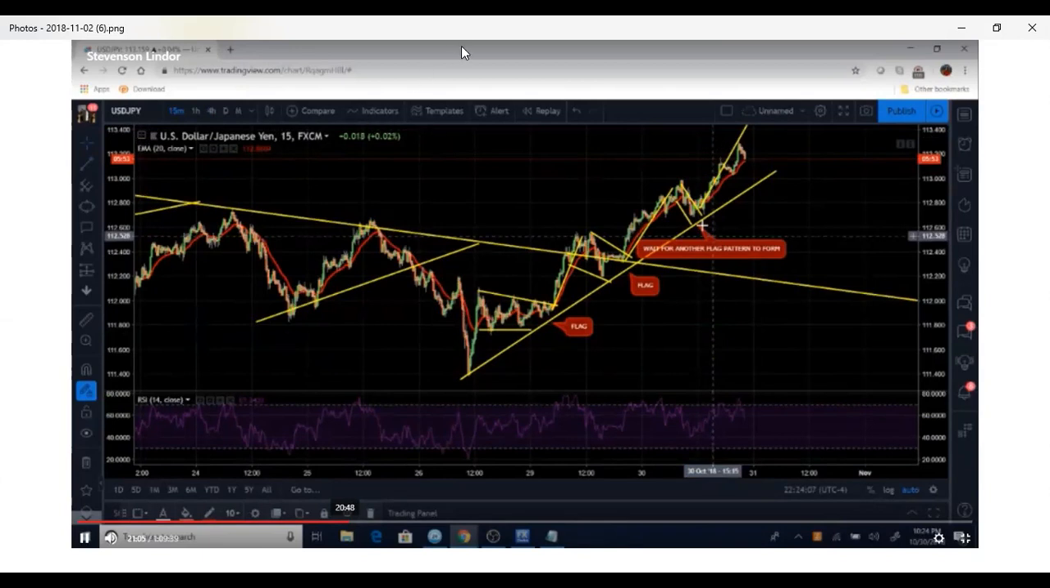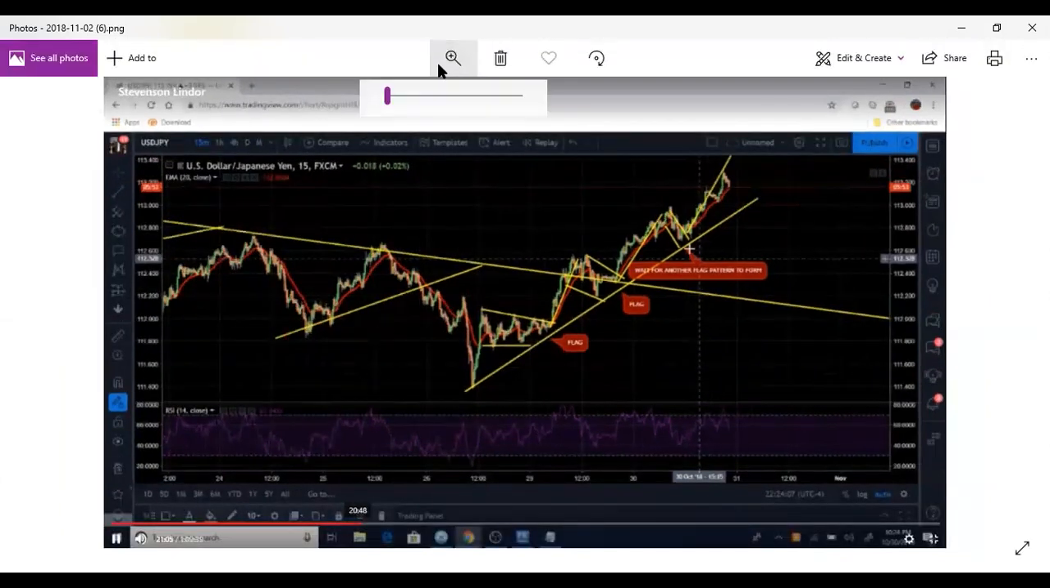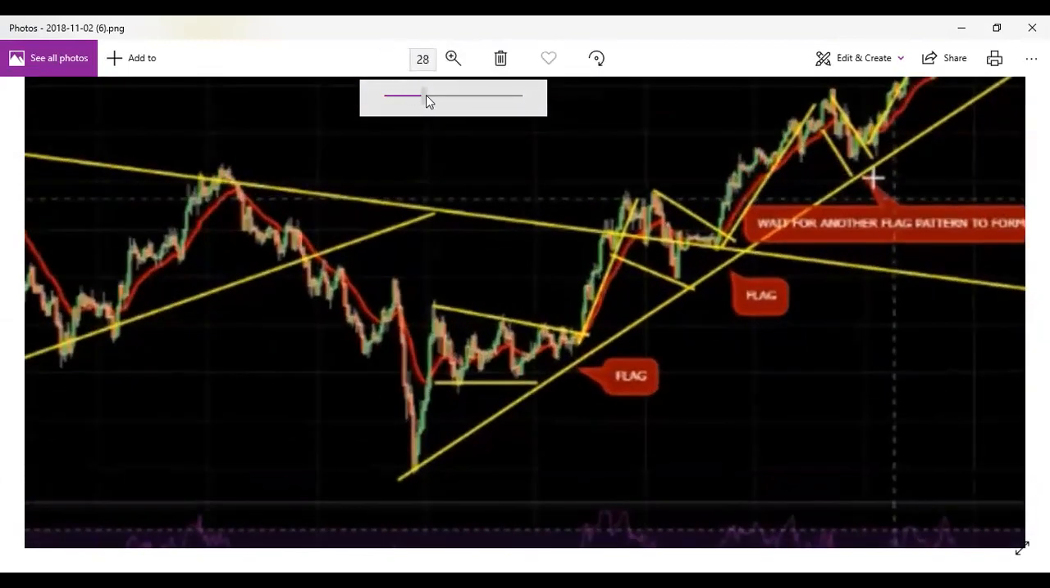Let me try to see if I can blow this up just a little bit because I know it's small. Okay, not perfect, but again, these green candles move up and it says flag here. This makes a flag. Here's another one. Here's the flag. And here it says wait for another flag pattern to form before you get in. So once it broke this, you would probably jump in after this flag, or you could wait for this flag and get in.